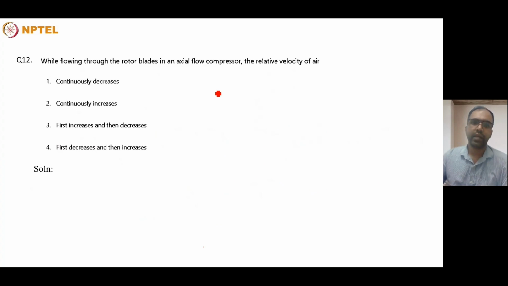While flowing through the rotor blades in an axial flow compressor, the relative velocity of air continuously increases, first increases and then decreases, or first decreases and then increases. So the answer is first increases and then decreases.